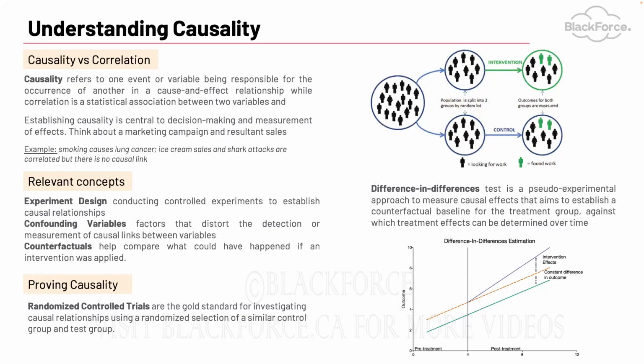Confounding variables are factors that distort the detection or measurement of causal links. I gave one example with the high temperature. If ice cream was a covariate and shark attack was the independent variable we're trying to measure or estimate, temperature would be a confounding variable. It affects ice cream sales and it affects shark attacks, and the two have no causal link directly.